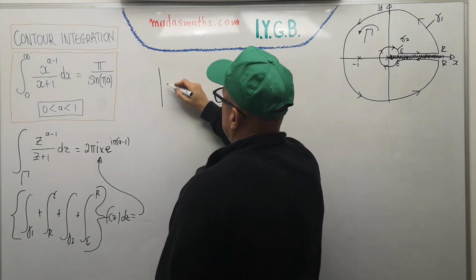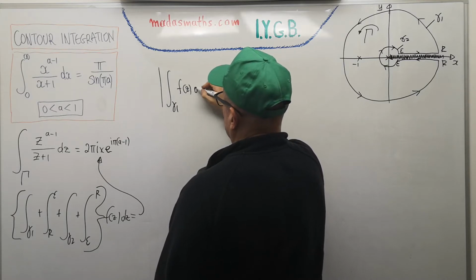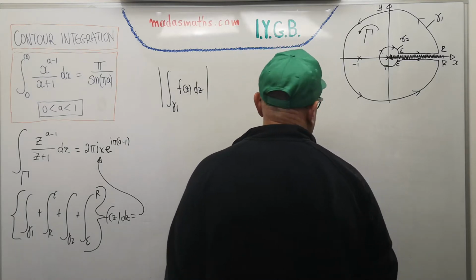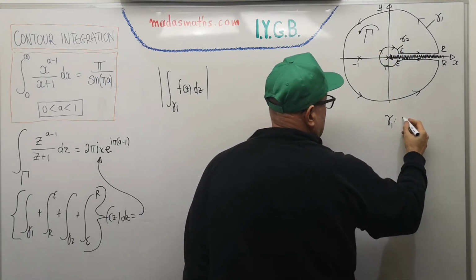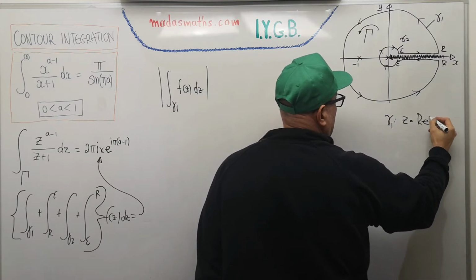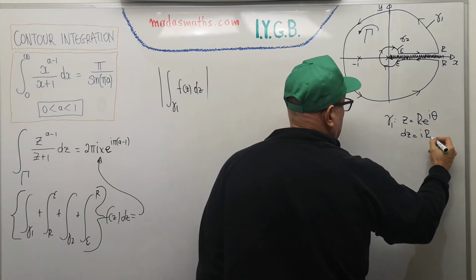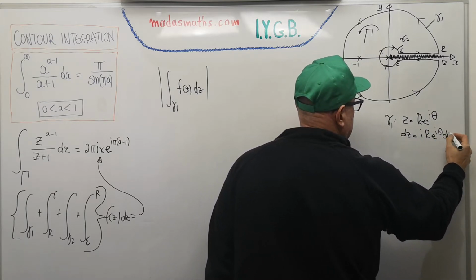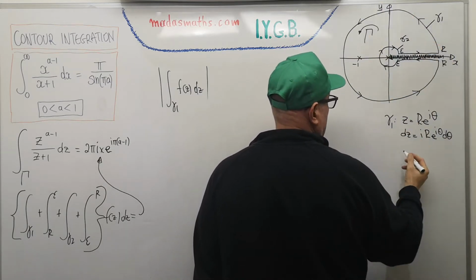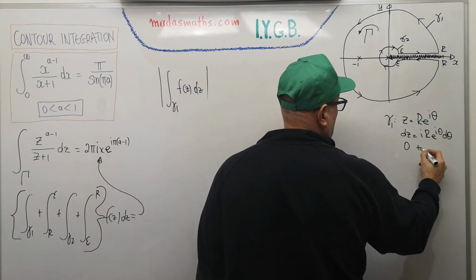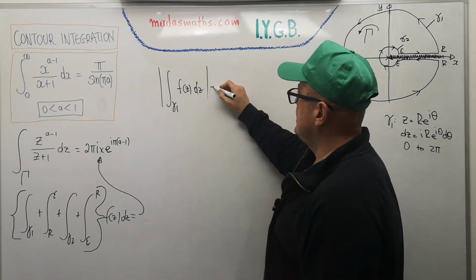We're starting with the integral around gamma 1 of f of z dz, modded. We need the parameterization of gamma 1. Gamma 1 is the big circle. Gamma 1: z is equal to r e to the i theta, dz is i r e to the i theta d theta, and the limits for theta will be from 0 to 2 pi going in that direction. So 0 to 2 pi. So this is now the parameterization of gamma 1.